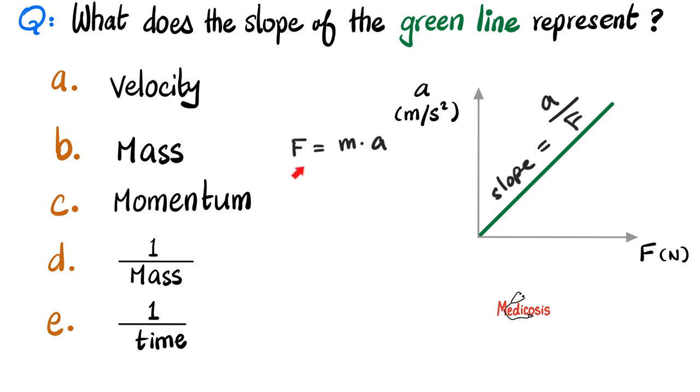Okay. Can I rearrange this equation to make acceleration over force? Yes, of course. Let's divide each side of the equation by force. This becomes 1 and this becomes mass times acceleration over force.